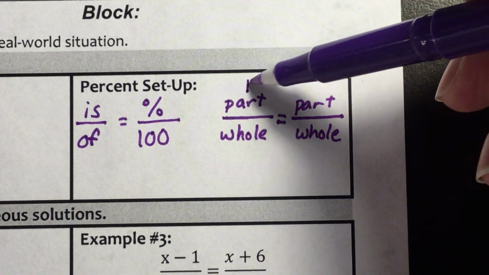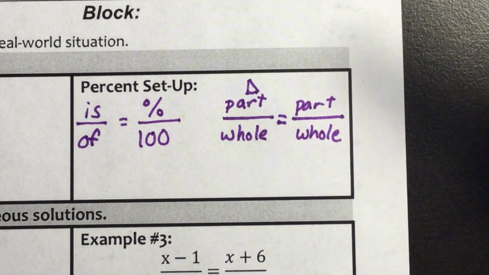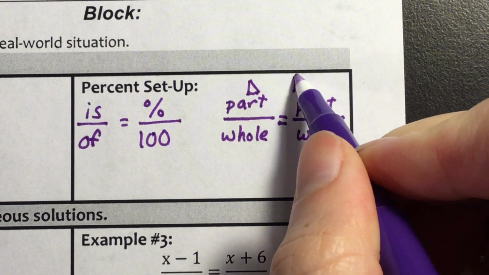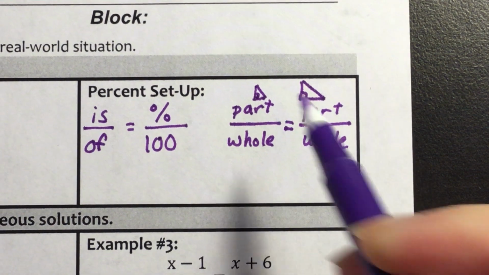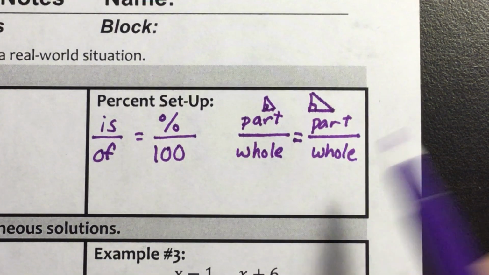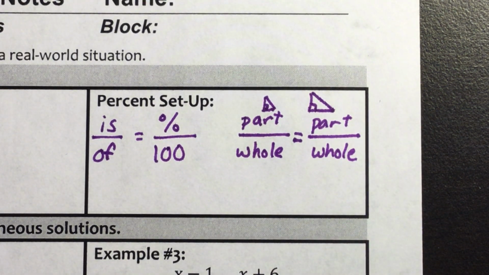So this guy is going to come in handy when you're talking about similar objects like triangles as well. So there is a problem on your assignment where you have a small triangle and then you have a bigger triangle. So you would do one part over the whole equals a part over the whole.